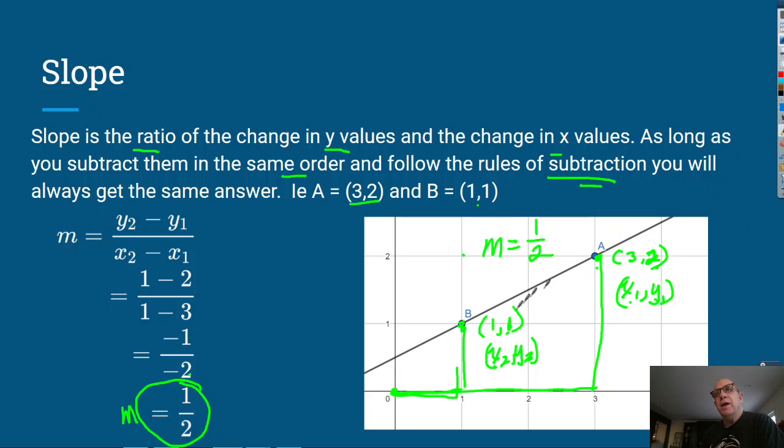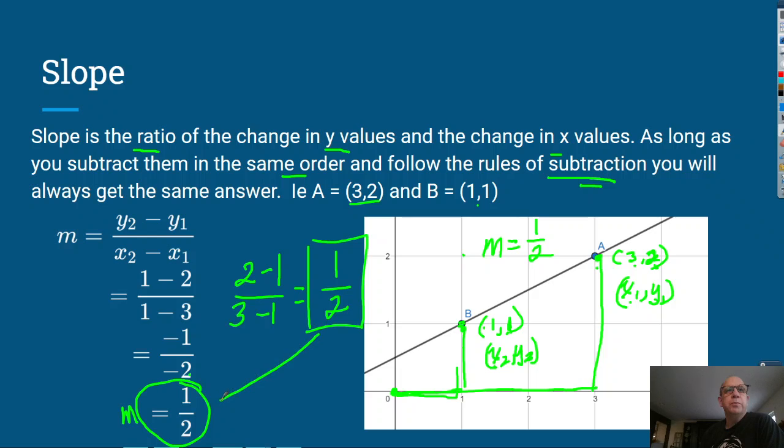Now, I did that actually the hard way on purpose to show that you get the same answer. If I subtract the other way, if I say y minus y, so if I say 2 minus 1, and then I say 3 minus 1, the x is 3 minus 1. 2 minus 1 is 1, 3 minus 1 is 2, so I get a slope of 1 over 2.